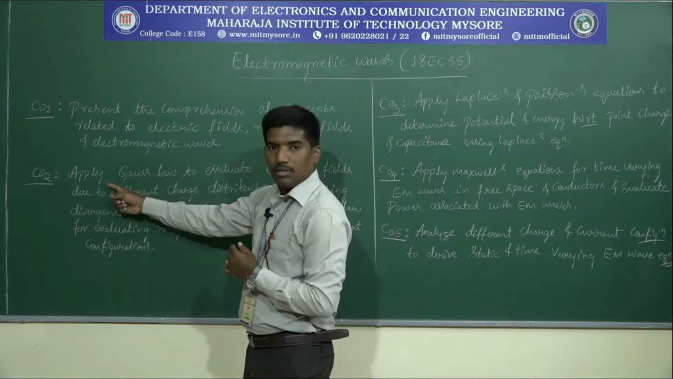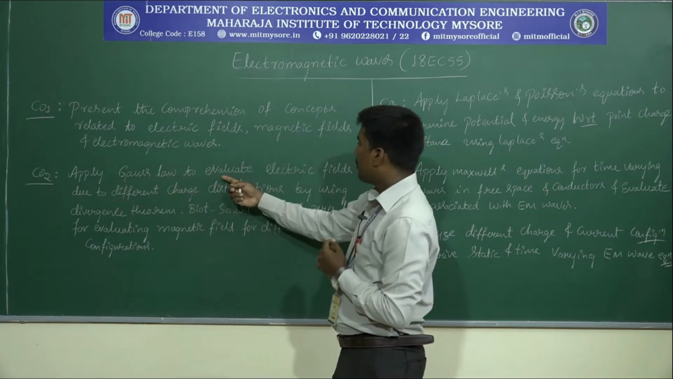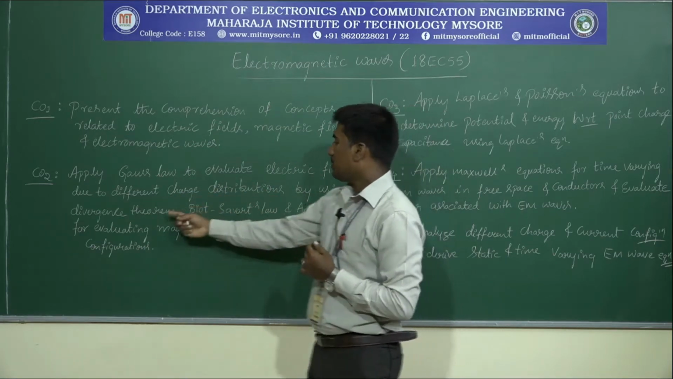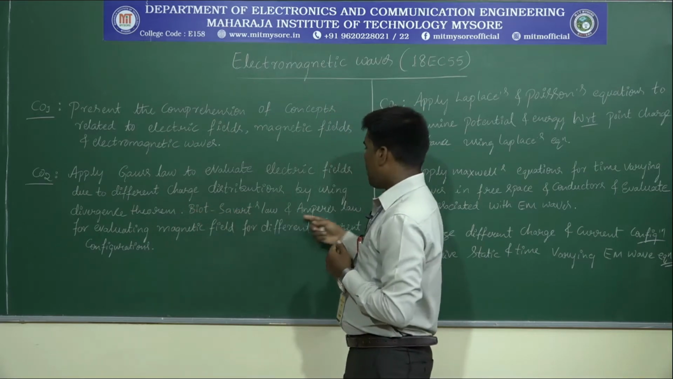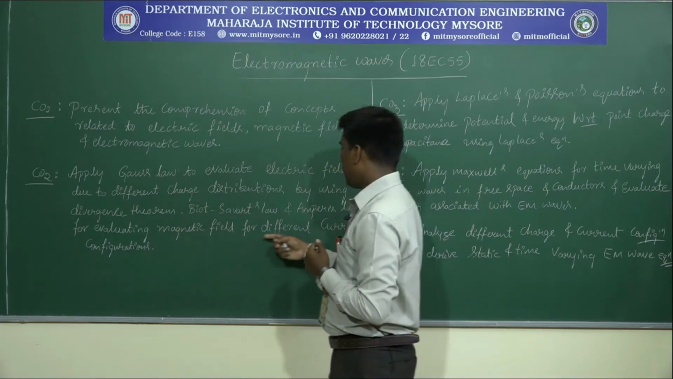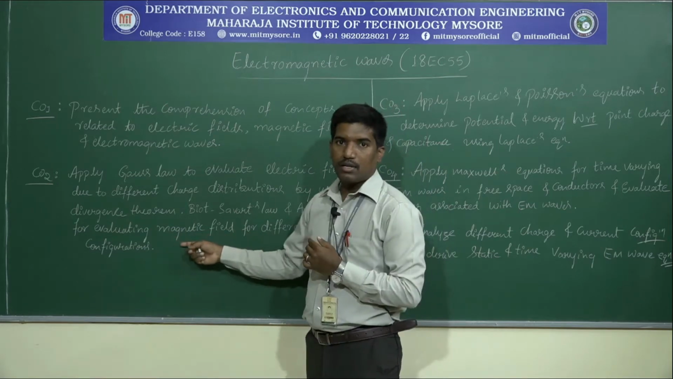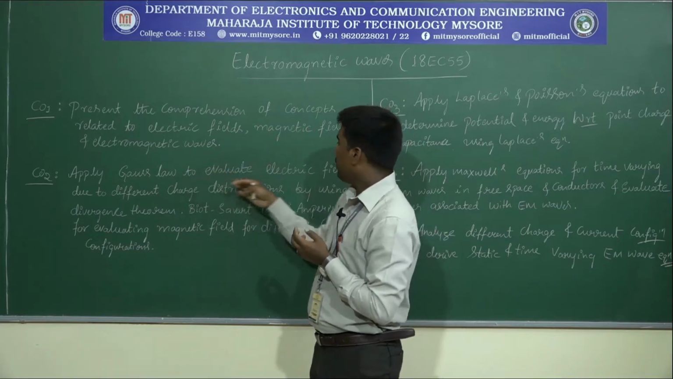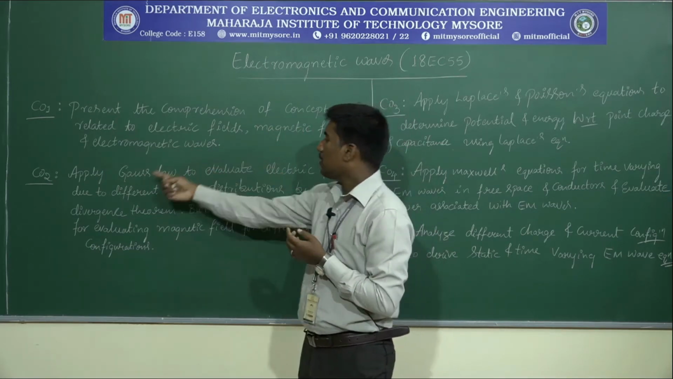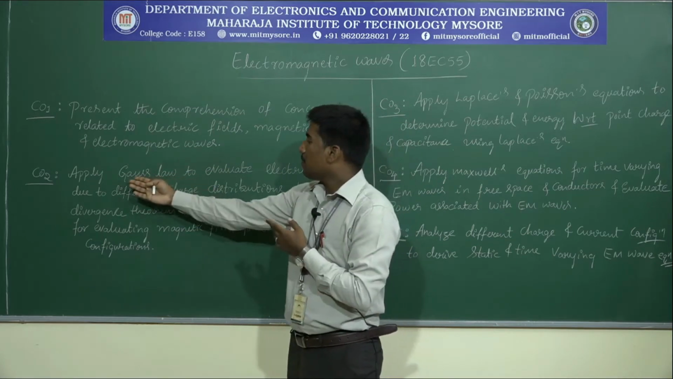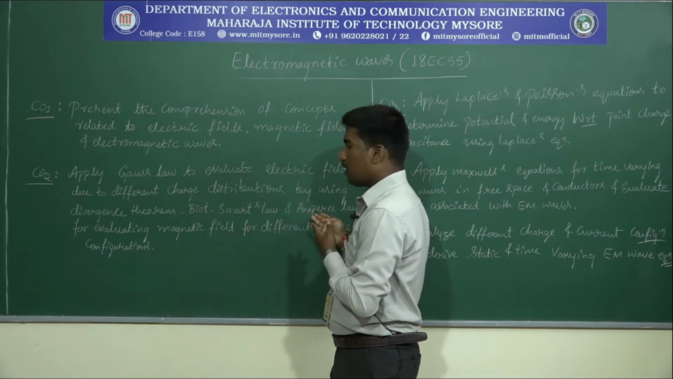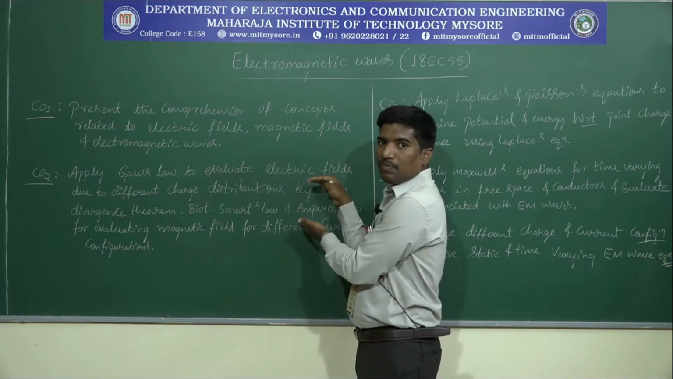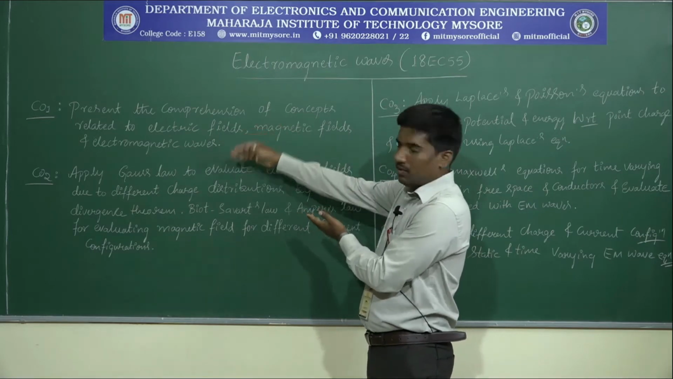The second course outcome is: apply Gauss law to evaluate electric fields due to the different charge distributions by using divergence theorem, Biot-Savart's law, Ampere's law for evaluating magnetic field for different current configurations. Student must be able to apply his understanding in order to evaluate electric fields by using various laws such as Gauss law, Biot-Savart's law, Ampere's law for different current configurations, right? So this is the second course outcome that the student should be able to do at the end of this course.